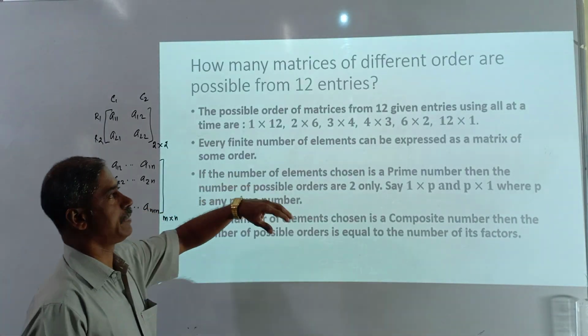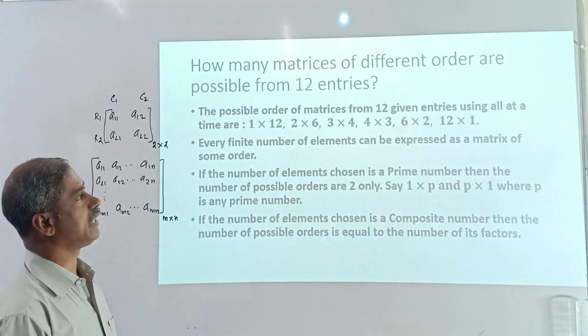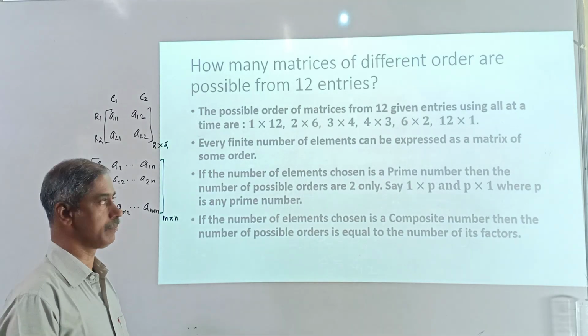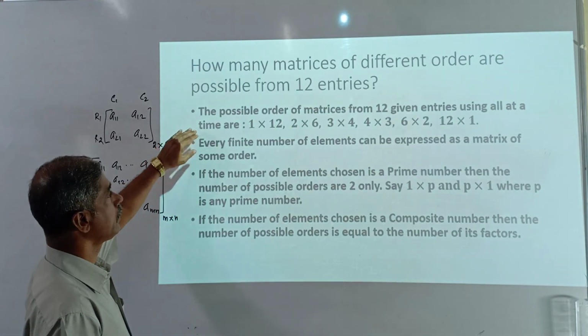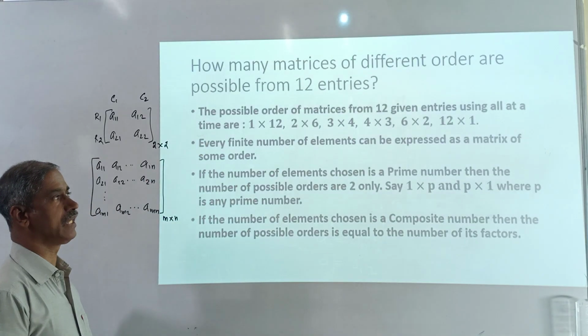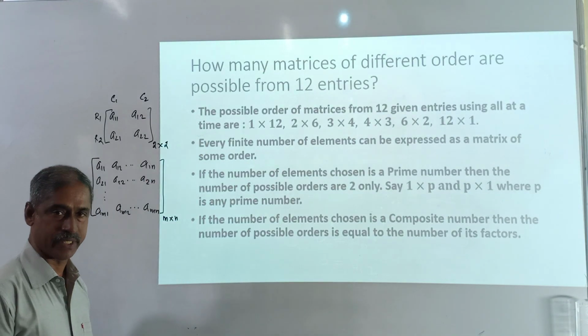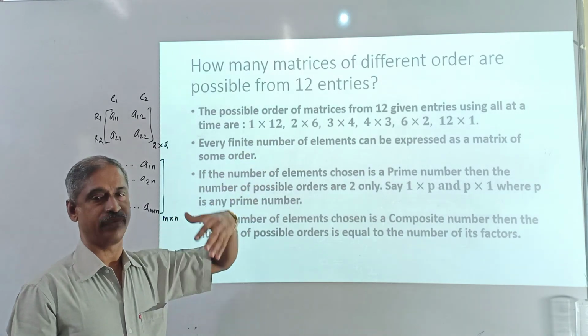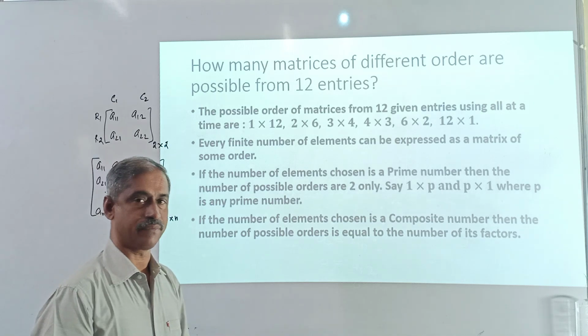Let us take a specific question. How many matrices of different order could be formed from 12 entries? There are 12 entries we have considered. The possible order of matrices from 12 given entries, using all the entries at a time, can be found from the factors of the number chosen.